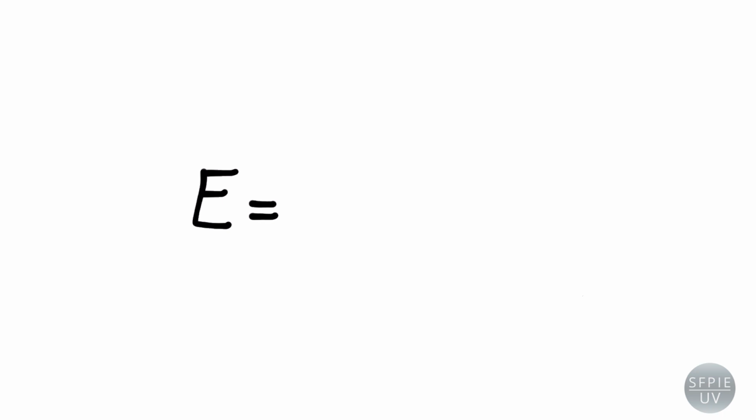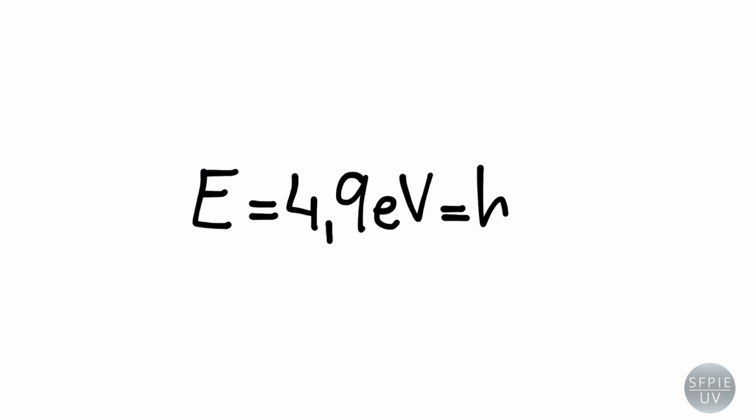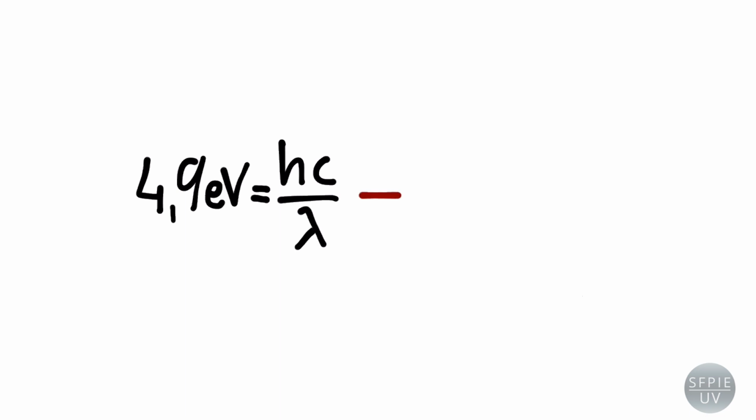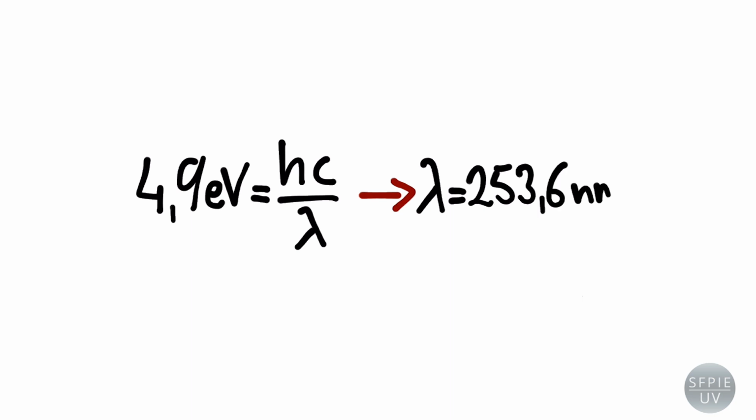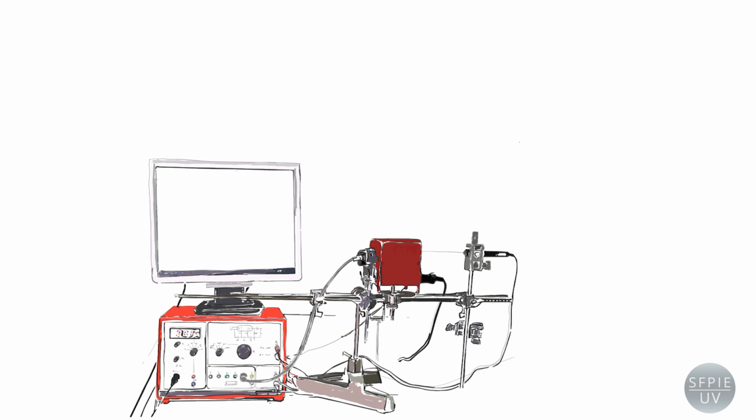In other words, 4.9 electron volts is equal to the product of the Planck constant h and the frequency nu. Since nu is equal to the velocity of light divided by the wavelength lambda, 4.9 electron volts is equal to h times c divided by lambda, implying a wavelength of 253.6 nanometers in the ultraviolet part of the electromagnetic spectrum. They hypothesized that the energy lost by the electrons might be emitted in the form of electromagnetic radiation by mercury. To verify their hypothesis, another experiment was carried out.